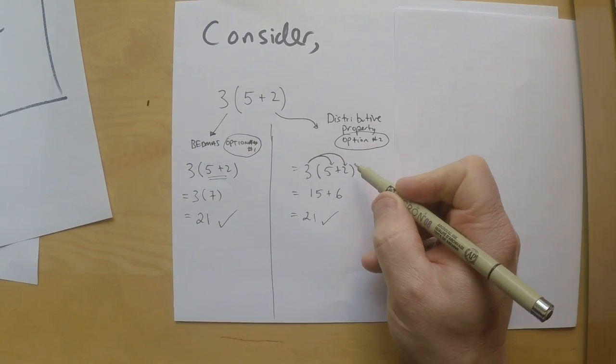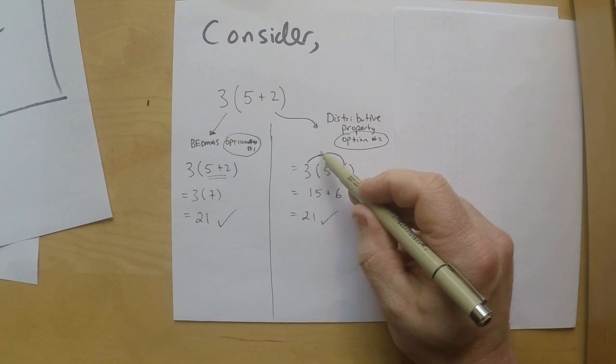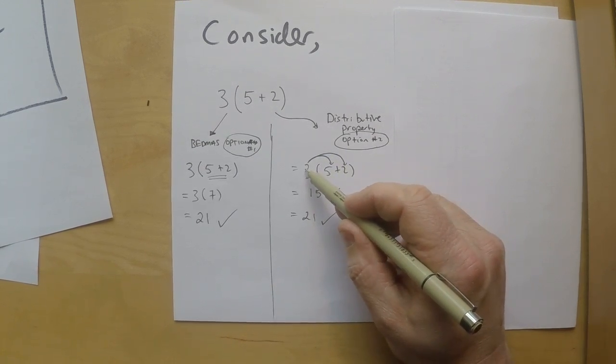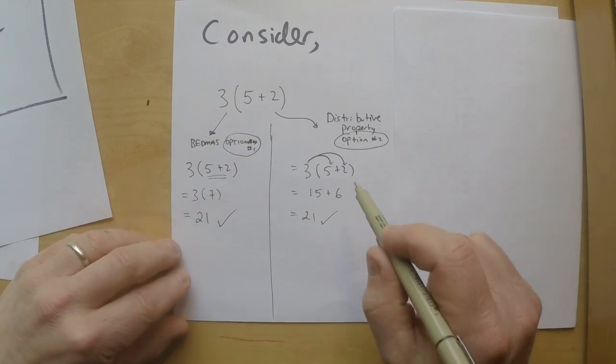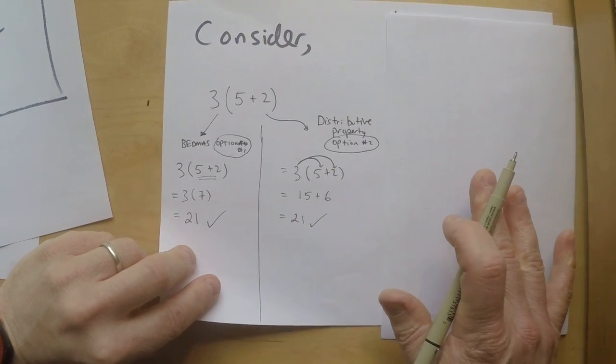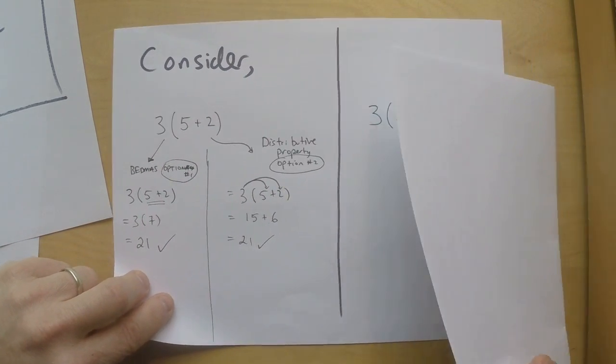Now the reason I've shown you this is 2 reasons. One is this is what the distributive property is: when a number distributes itself into the brackets. But the reason I had to show you this is because your work today with polynomials is going to look like this.